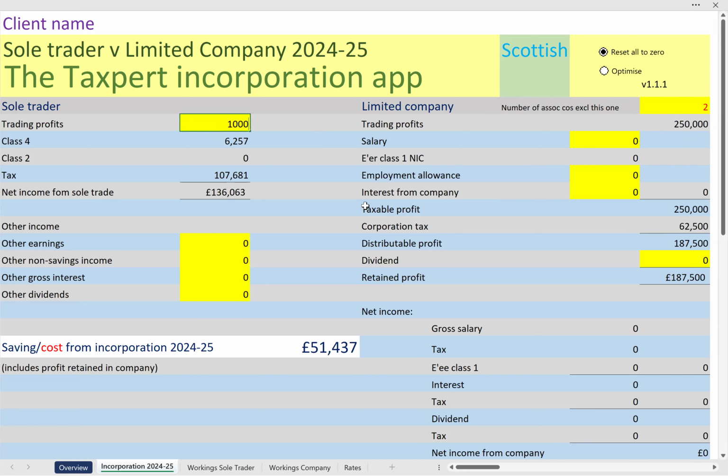If I were to drop the profit to 100,000, then the corporation tax, that's only 10,000, so that's not helpful. We'll go back to 100,000. The corporation tax on that is 25,000, but that's with 2 associates. If I have no associates, then the corporation tax would only be 22,750. So it obviously depends on the level of profit and the number of associated companies, but that's built in to the app.